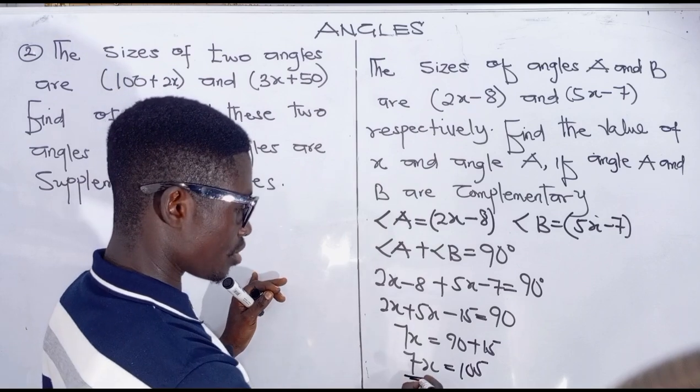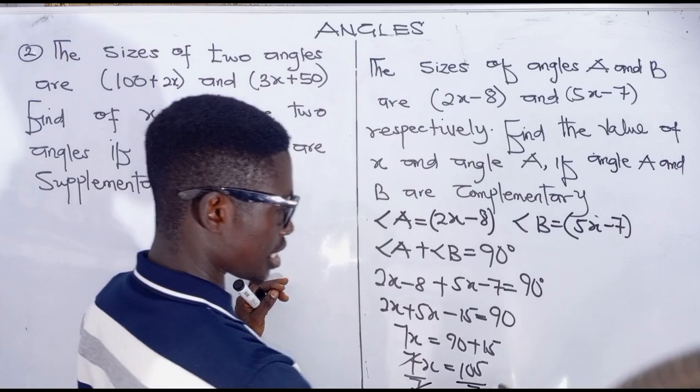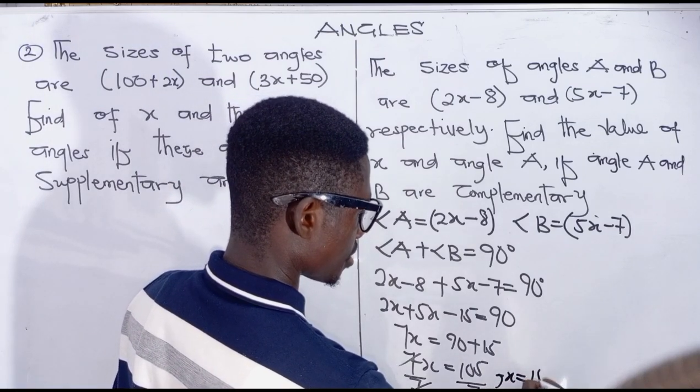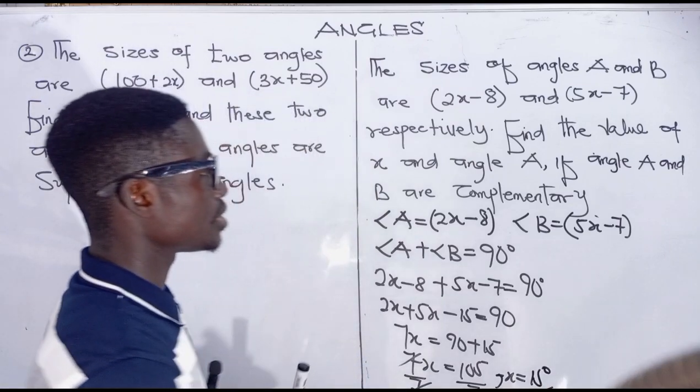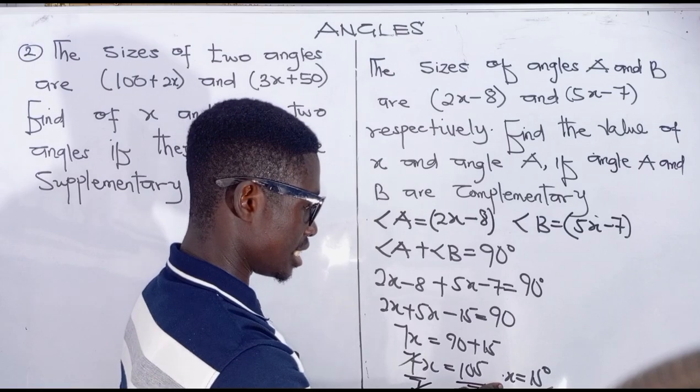We are interested in x, so let's divide both sides by 7. 7 will cancel 7, and 7 into 105 gives us 15 degrees. So the value of x is equal to 15 degrees.